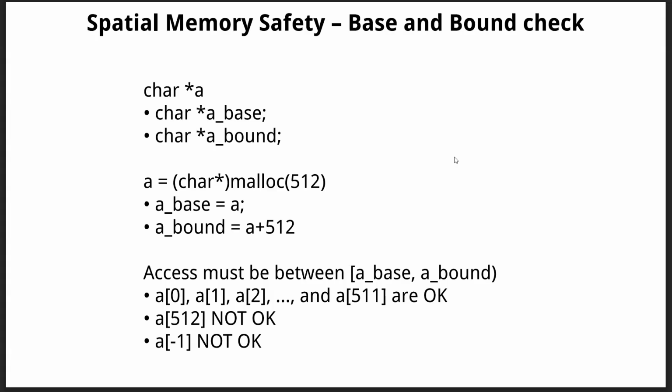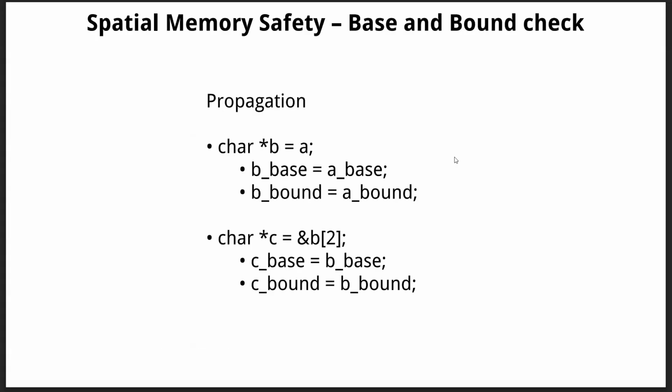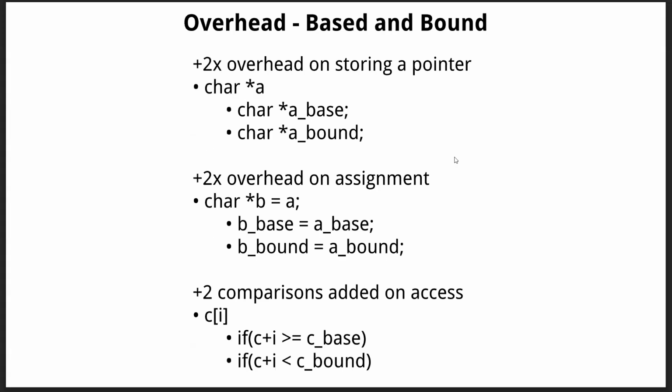The problem with this is that it is very expensive. Every pointer you have, we need to create another pointer, a bound, for it. And also for every access you have here, you are going to check if that access is allowed. Or if you assign a pointer to another pointer, the same thing happens. You need to propagate the bound, right? So this can be very, very expensive.